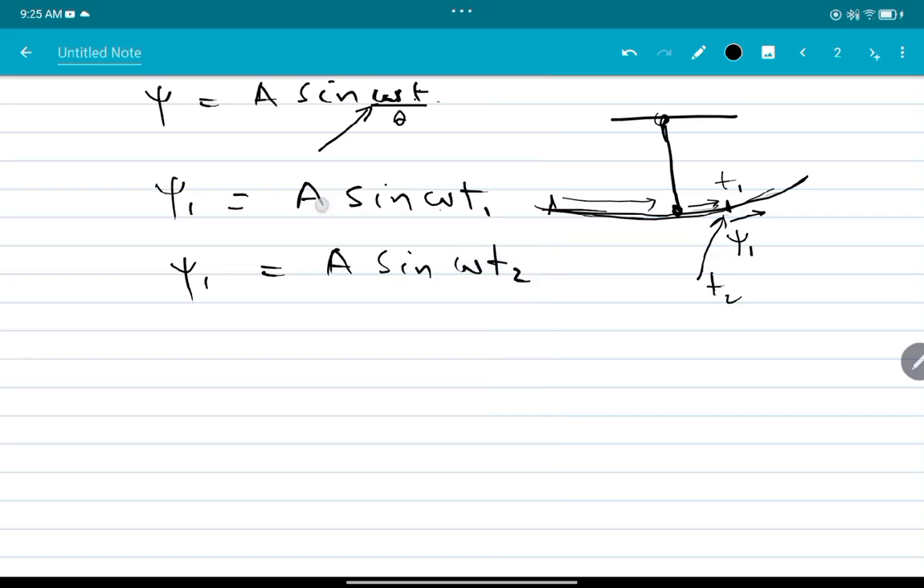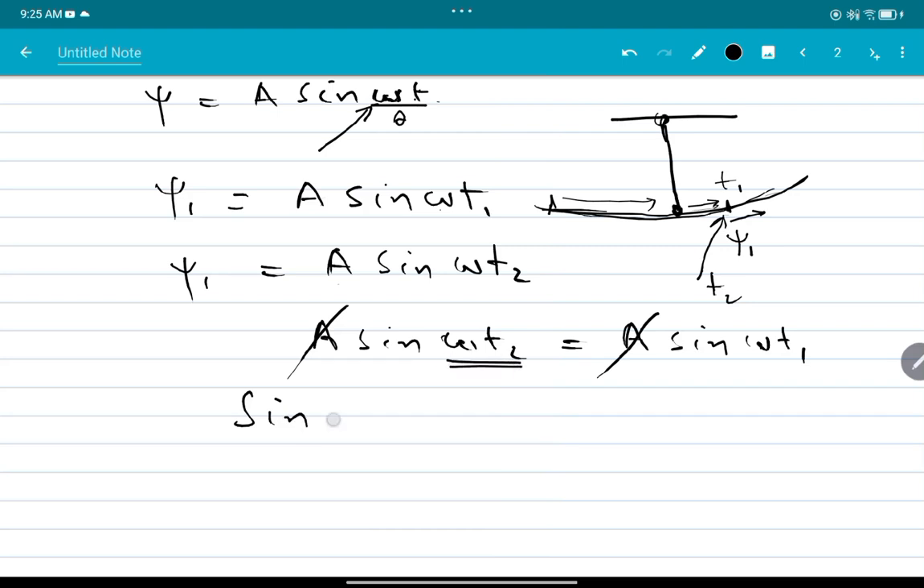Now I can equate these two. I can write a sine omega t2 is equal to a sine omega t1. Now a cancels. Now you have sine of an angle. This is sine theta 2 equals sine theta 1. If the sine of two different angles is equal, the only possibility is that the two angles must differ by some integral multiple of 2 pi. The minimum difference should be 2 pi.